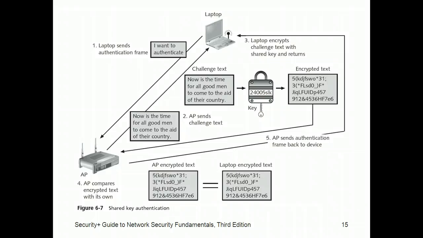Here is a shared key. Basically it's doing the same thing. The laptop's asking for authentication, but number 2 here, it sends a challenge text. The challenge text is pushed through a key, encrypted, and sent to your access point. The access point compares that encrypted text with its own and determines whether or not it matches. If it does match, it goes back to the authentication device, which says yes or no, you can connect.